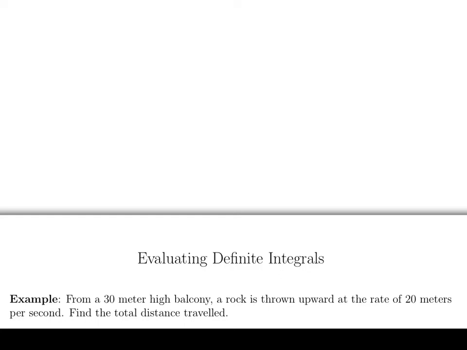Hello, calculus fans. Okay, so let's look at a problem involving particle motion, and we'll use this net change theorem that we talked about in the last video. We're going to have a 30-meter high balcony, and a rock is thrown upward at the rate of 20 meters per second. We want to find the total distance traveled. This rock is going to go up, and then it's going to fall back down to the ground 30 meters below this balcony.